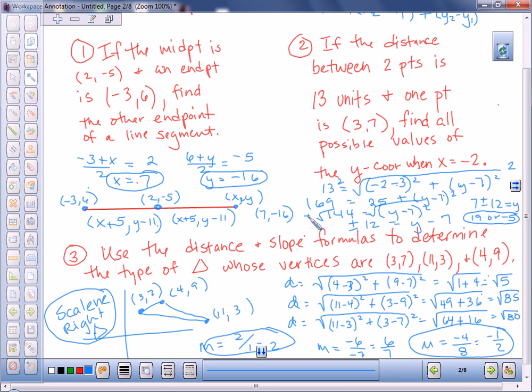So we have 144 equals y minus 7 squared. So I take the square root of both sides, and I get plus or minus square root of 144, which is positive or negative 12, is equal to y minus 7. So 7, when I move it to the other side, it becomes positive 7. Plus or minus 12 is y. So y is either 19 or it is negative 5. So those are the possible y coordinates.